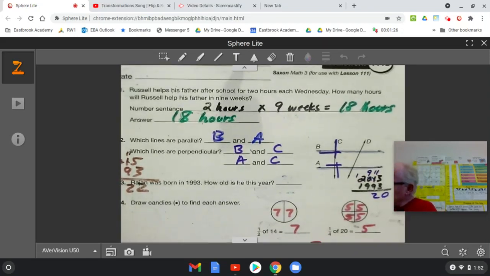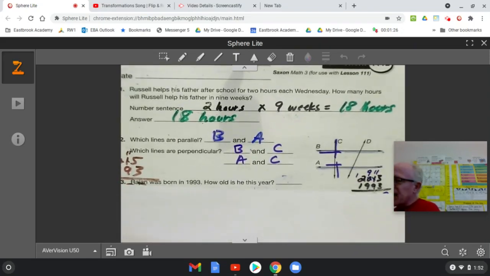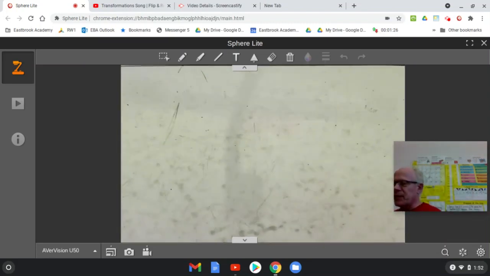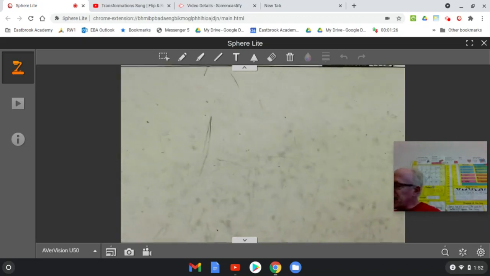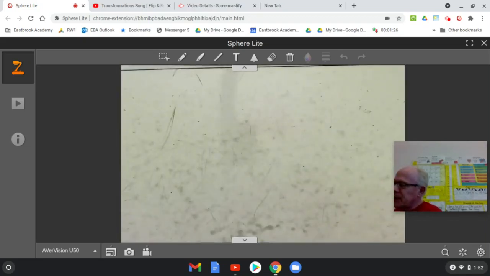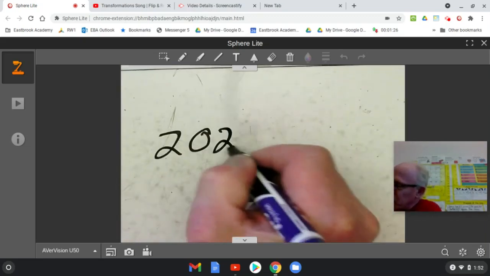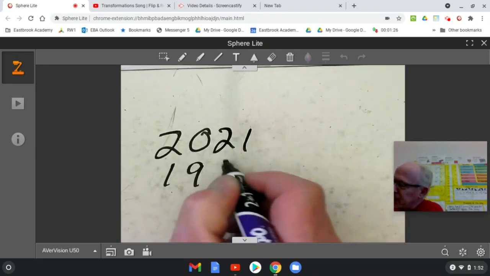It says Rajan was born in 1993. How old is he this year? Rajan was born in 1993. How old is he this year? So I'm going to bring out my board right here. 1993. So I'd go 2021 minus 1993.